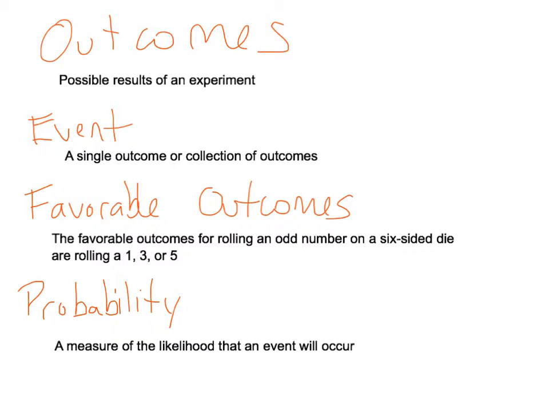A favorable outcome, well, it's kind of hard to quote define, so I'm just going to give you an example. The favorable outcomes for rolling an odd number on a six-sided die would be rolling 1, 3, or 5. Those are favorable because if you're trying to roll an odd, if you roll 1, 3, or 5, you will get what you wanted, right? It's in your favor. And the probability is just a measure of the likelihood that an event will occur.